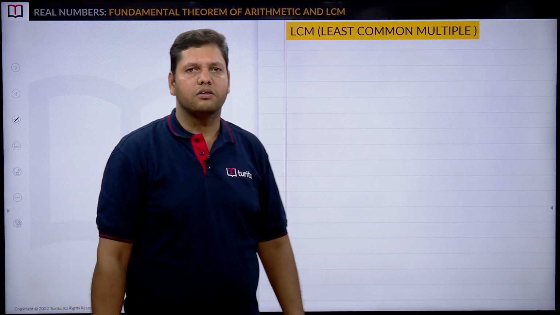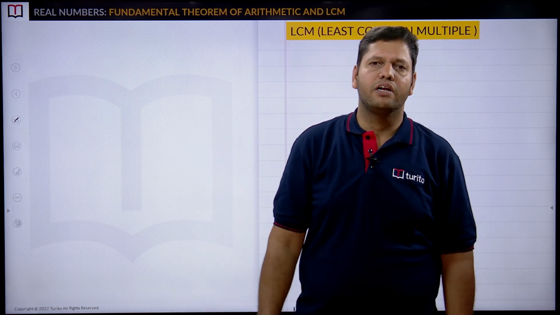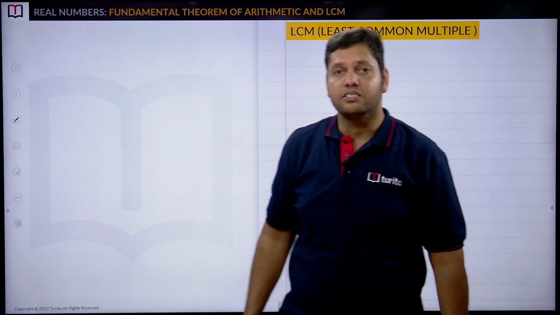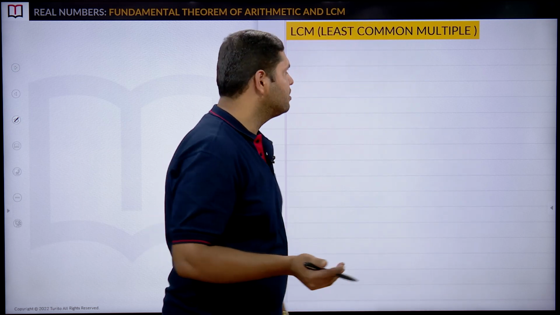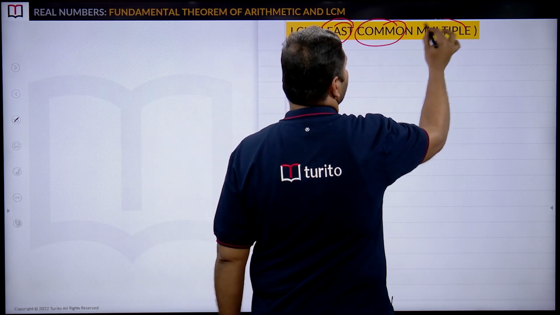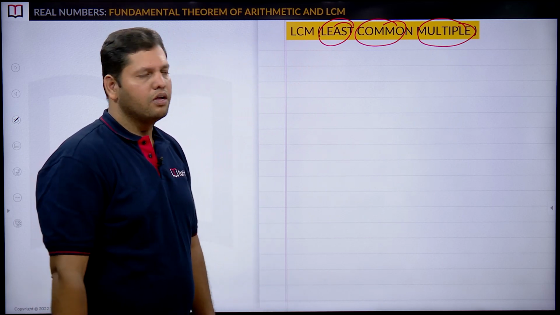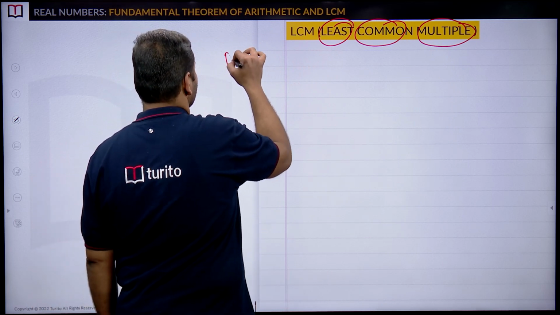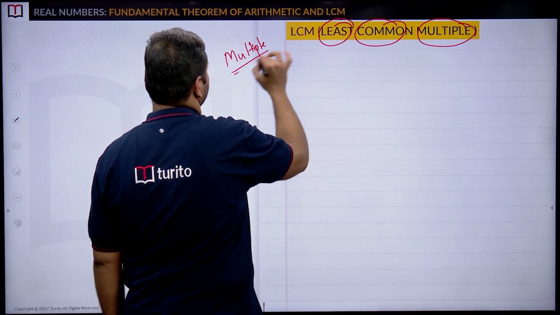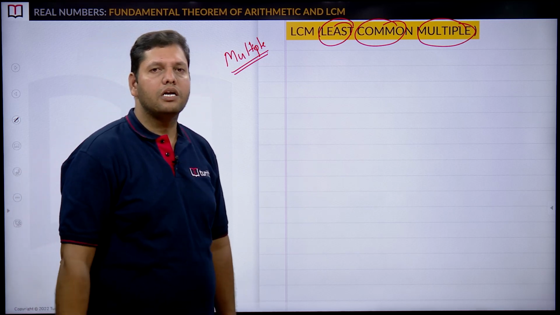Next, LCM, children. So what is the meaning of LCM? Any idea? How can we find the LCM of any numbers? Actually, what is the LCM? LCM means what, children? It's the lowest common multiple, isn't it? So we can say it is the least common multiple. So that is called LCM. So what is a multiple first? How can we find the multiples of a number? Tell me, children. How can we find a multiple of a number?